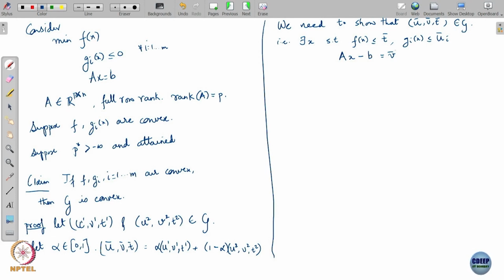Right. So, what have I done here? Notice that this was my optimization problem in the original form. To bring it in the form as before, I have basically written this as Ax minus b equal to 0. Okay. So, when I took points (u1, v1, t1) and (u2, v2, t2), the 0 got replaced by v1 and v2 respectively, and now for this particular point I am looking for v bar.